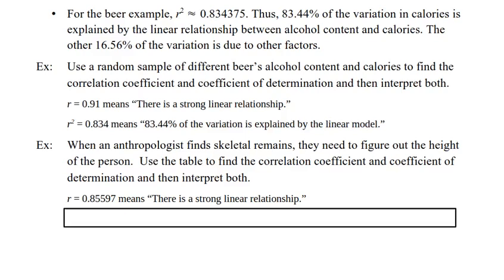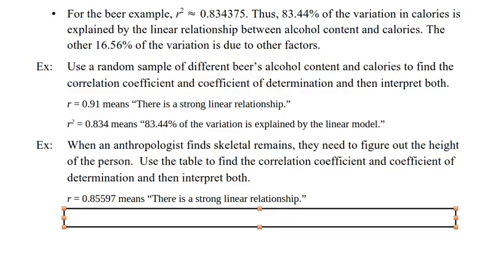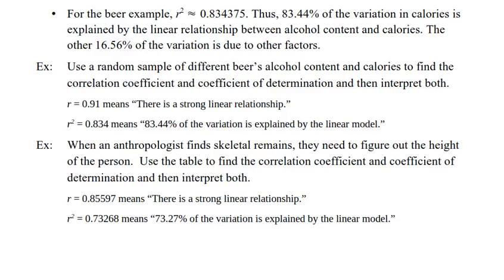Now let's go back to GeoGebra and let's copy r squared. So when we've got that, we can plug it in. And r squared, so about 3/4 or 73% of the variation is explained by the linear model.